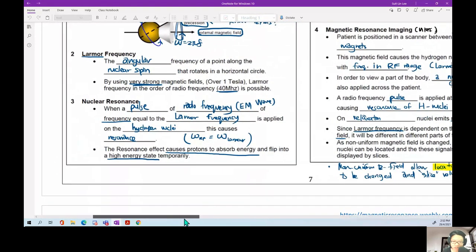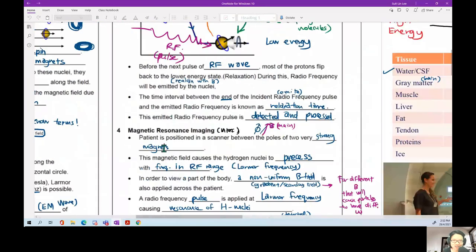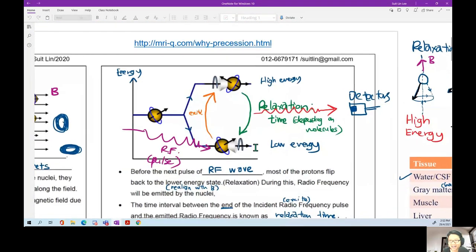I do not condone you take drugs, but generally you can't stay high forever. I can drink coffee, but I can't stay high forever. So it's going to go from high energy. So when we send a radio frequency pulse, this one will bloop, go into high energy, but it can't stay high forever. So it will relax back into a low energy state.